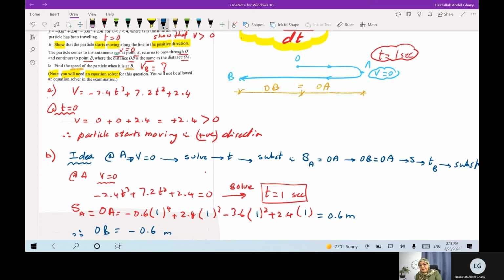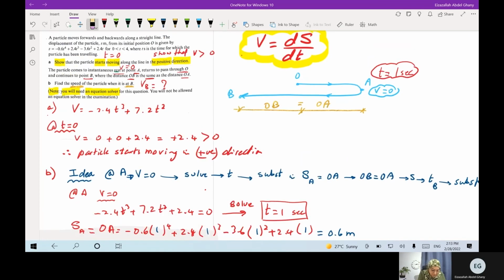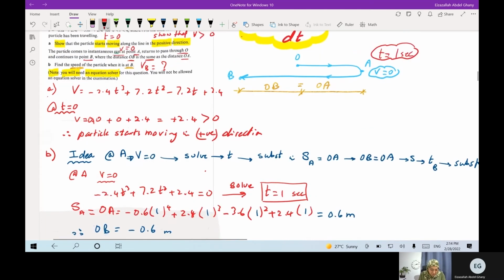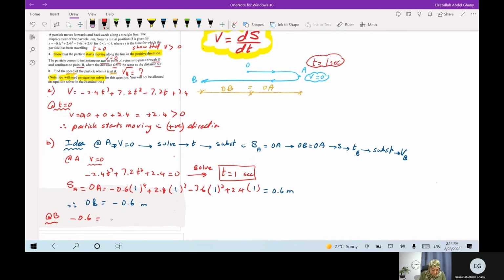Now, when we equate S to negative 0.6, there will be one unknown, which is t. Here is the mistake: minus 7.2 t plus 2.4. Now substitute in S, because S now is negative 0.6, and this is at B. Negative 0.6 is equal to negative 0.6 t power of 4 plus 2.4 t cubed minus 3.6 t squared plus 2.4 t. When you solve using the equation solver, you will get t equals 1 plus 4th root of 2 seconds.